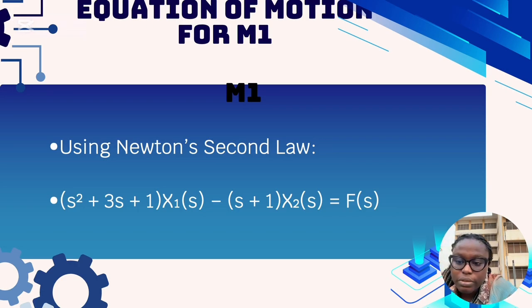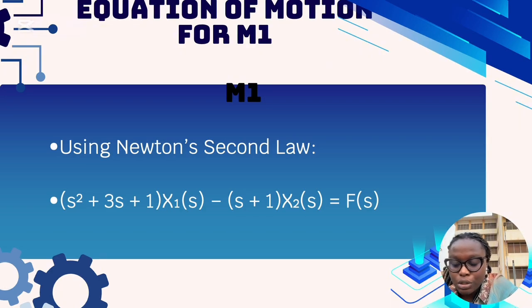Now we identify the forces acting on mass 1. First, the external force F of t. Second is the damping forces, which are proportional to velocity, so they involve x1 dot of t. Third is the spring force between the two masses, which depends on the relative displacement, meaning it involves x1 minus x2. When we sum all these forces and arrange the differential equation, we get terms involving x1 and x2.